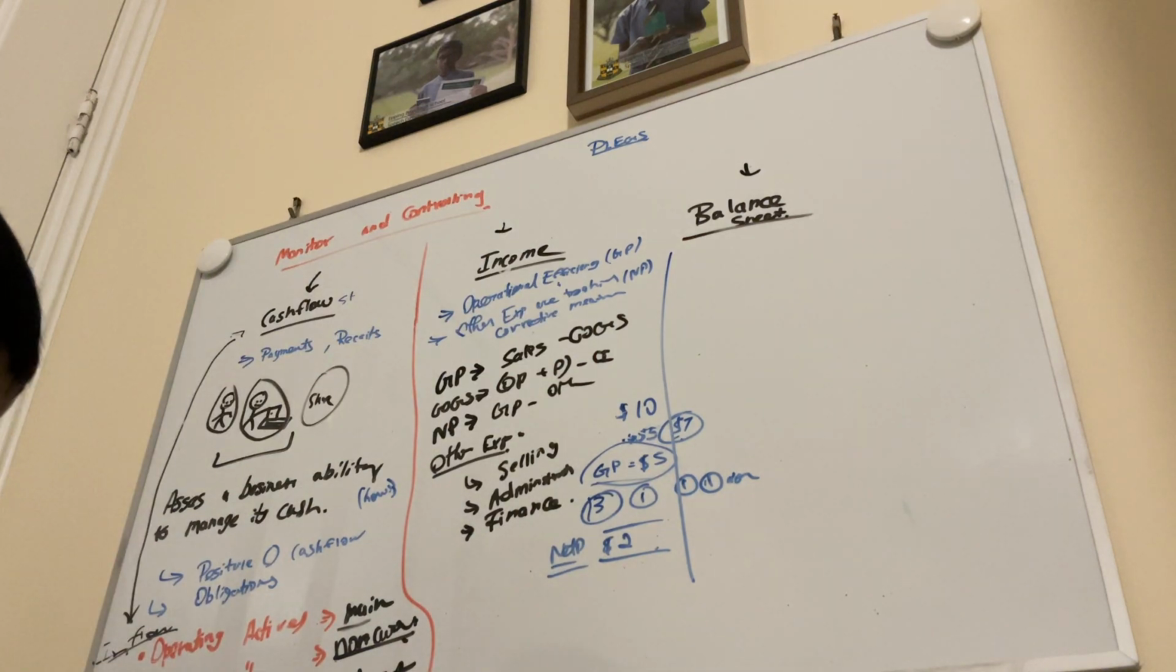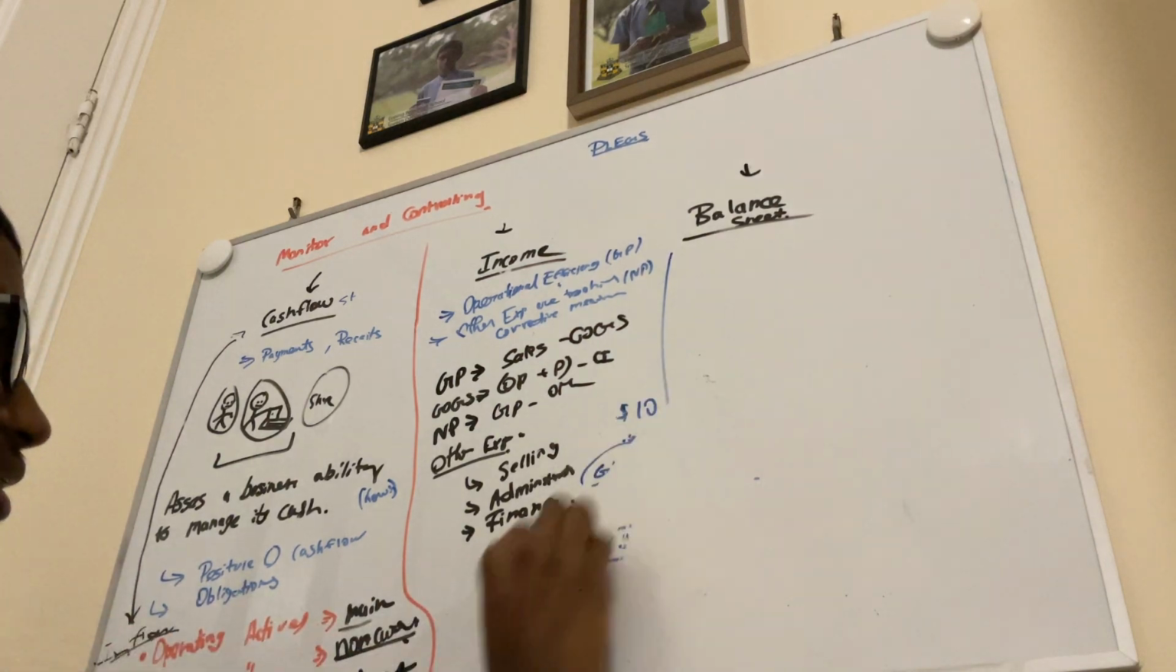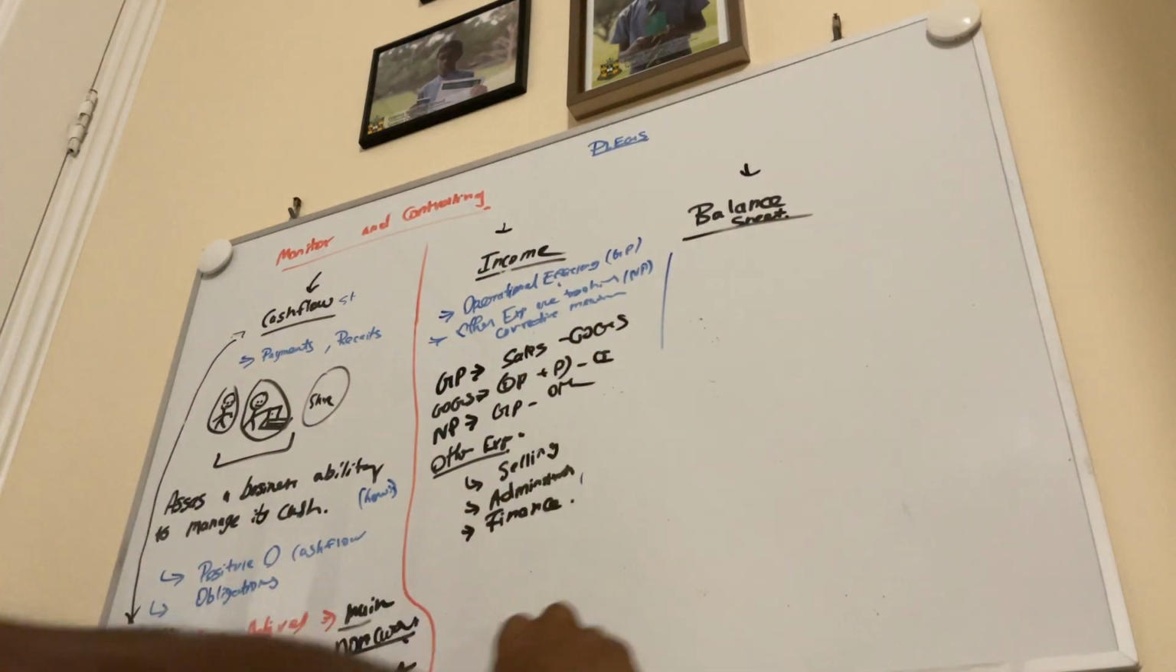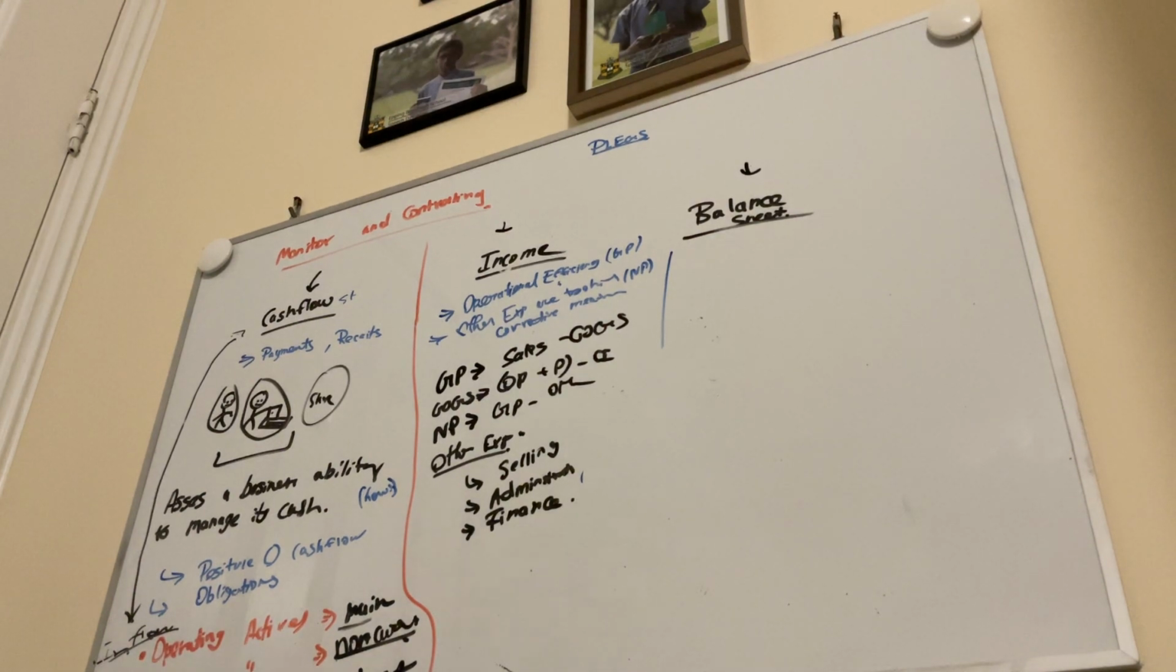Easy. So now that I've told you that, does it make sense what an income statement is? Let's go from the start. What is an income statement? An income statement measures the revenue earned and the expenses incurred over a specific period of trading. Okay, beautiful.